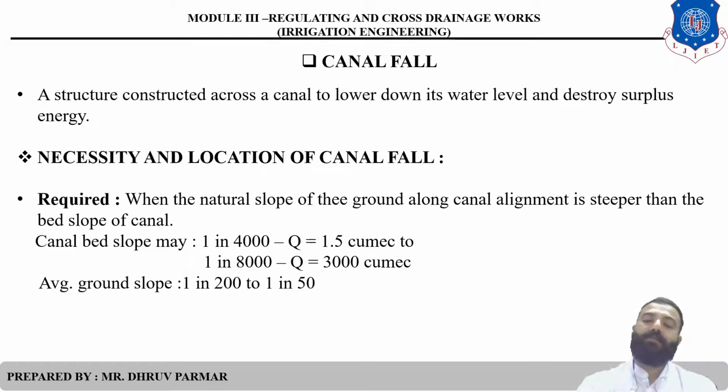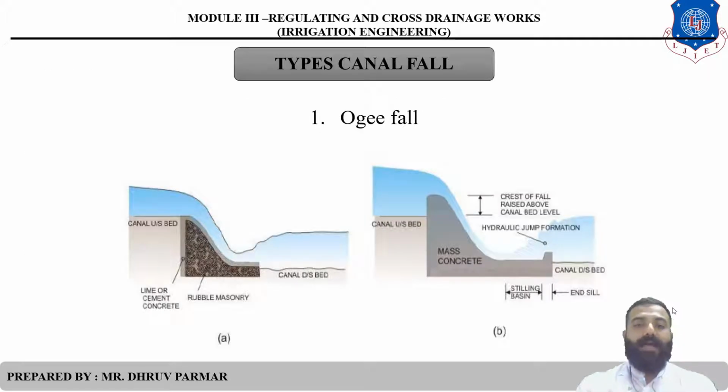So in this lecture, we discuss in more detail regulating works. In regulating works, there are different types of structures which are used to regulate the flow in a canal. That is called regulation work. The first type is called a canal fall, which we already discussed in the previous session. And there are some types of canal fall.